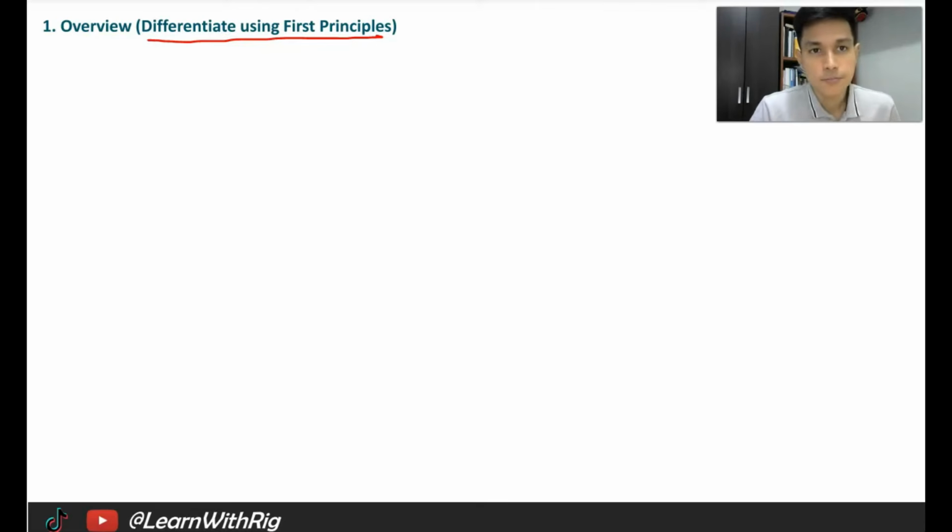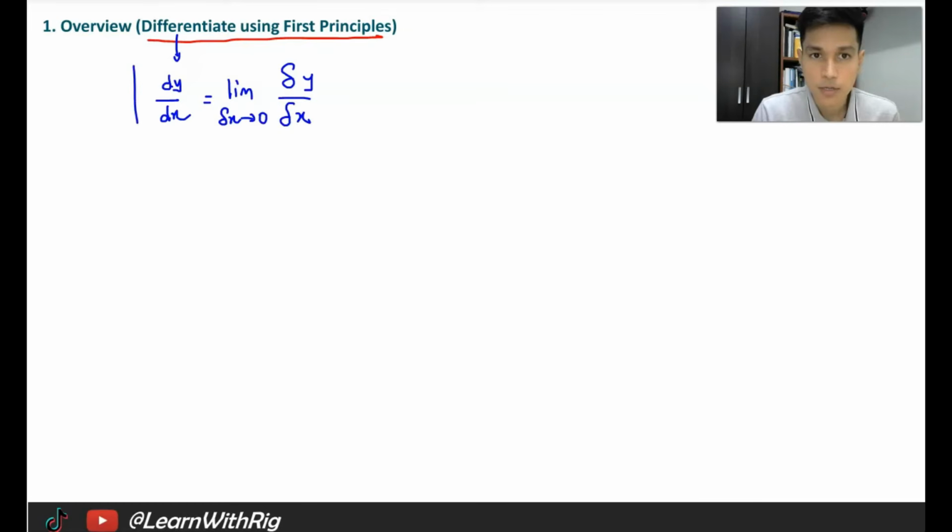For this, there are only two things you have to know. Usually we represent differentiation as dy/dx. Of course there are many other representations, but in this case, to keep it general, we use dy/dx. If you're using first principle, the formula is dy/dx equals the limit, which you have learned previously, as delta x approaches 0, of delta y over delta x. This is the formula.